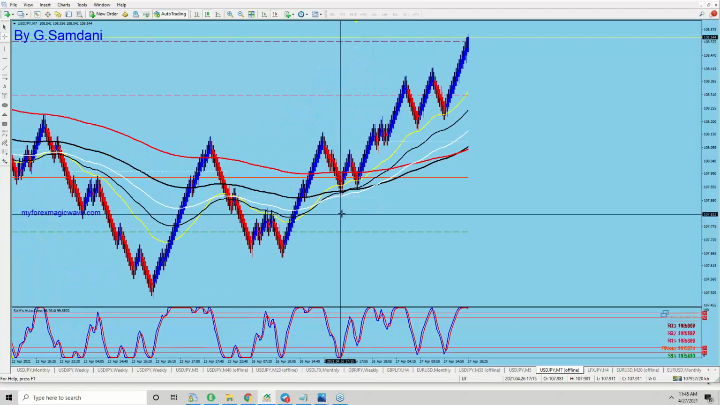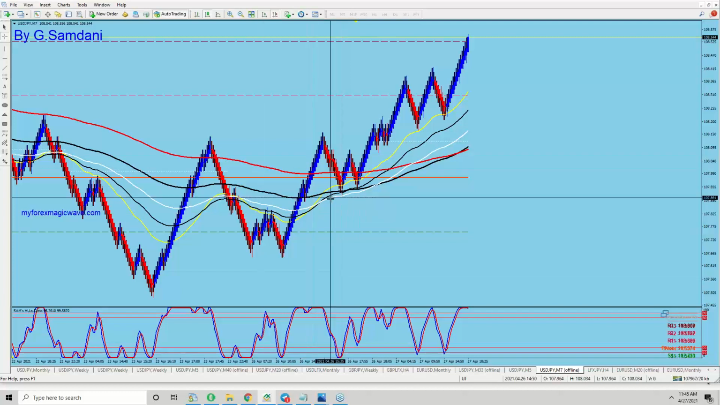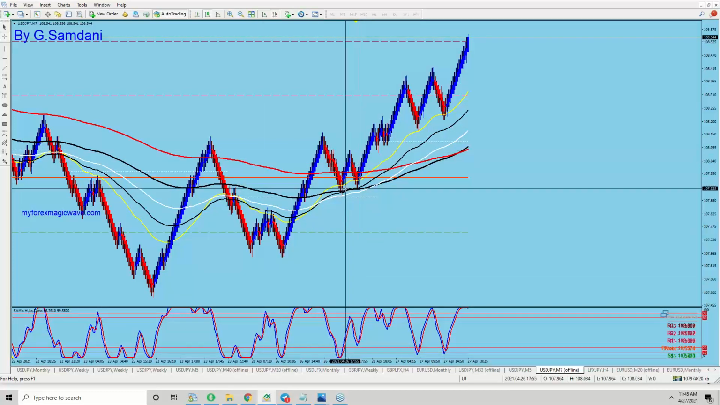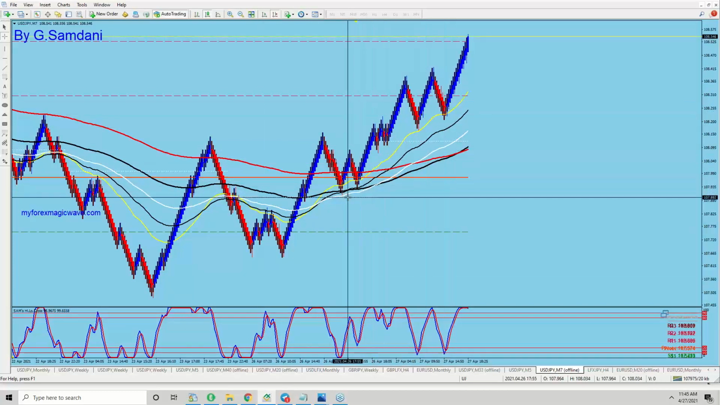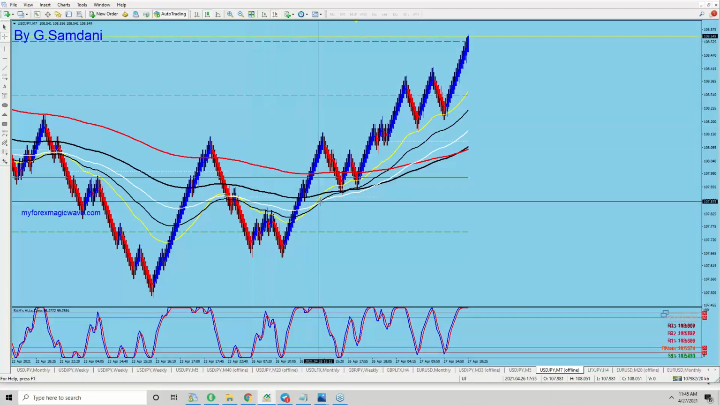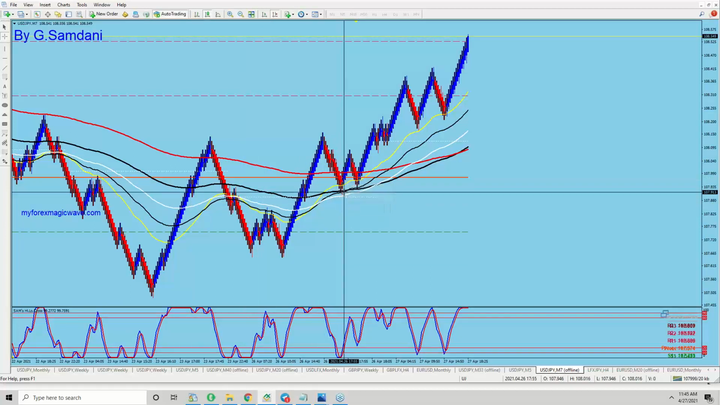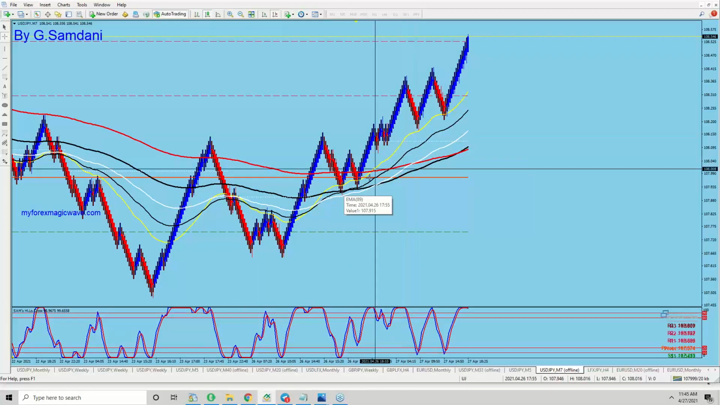Beautiful entry here by the book. Right? Yellow is above the black. This indicates all the way down. Higher low, red turns into blue, and you open a trade here. And this is, by the way, 26, right? So 26 was bearish, and then here it becomes bullish. Yellow above the black, and after that, how many pips?